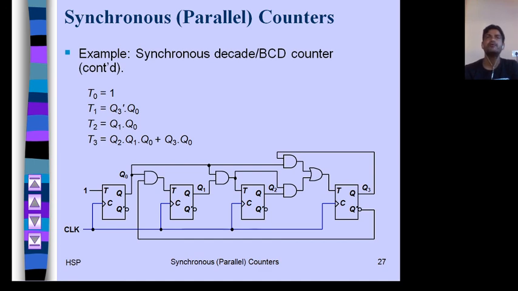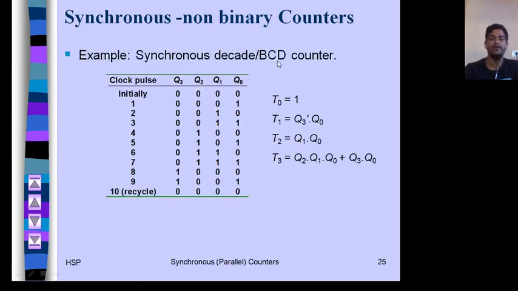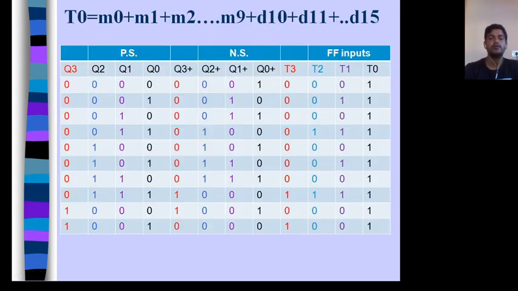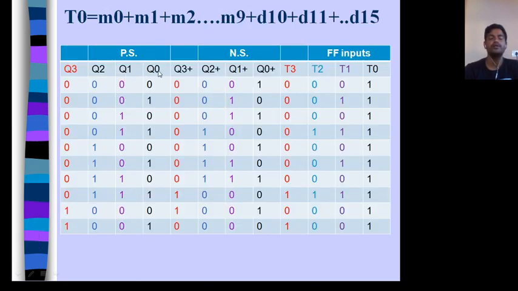Again I am repeating, the very first step is that you have to make the present state and next state table. Then you determine the number of flip-flops. To represent 9, because the maximum state is 9, we require 4 flip-flops, Q3, Q2, Q1, Q0. Then you implement the present state, next state table, and with the help of the excitation table you determine the values of T3, T2, T1 and T0.